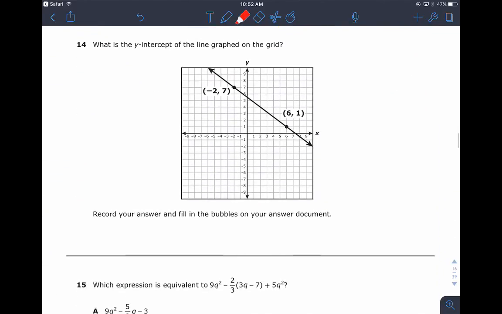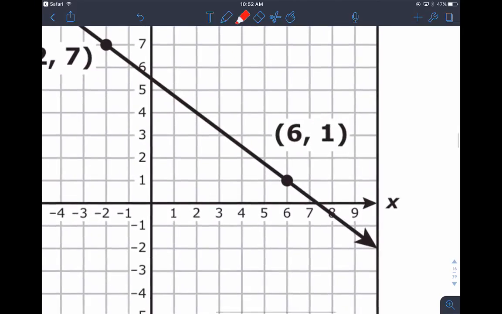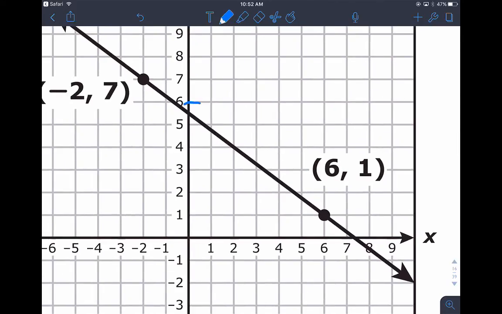Okay, next one here, 14. What is the y-intercept of the graph? The line graphed on the grid. So if we look here closely, we can't really tell what the y-intercept is. It's somewhere between 6 and 5. It might be 5.5, but I'm not 100% sure on that. It could. What if it was 5 2/3 or something kind of close to 0.5, but not exactly.